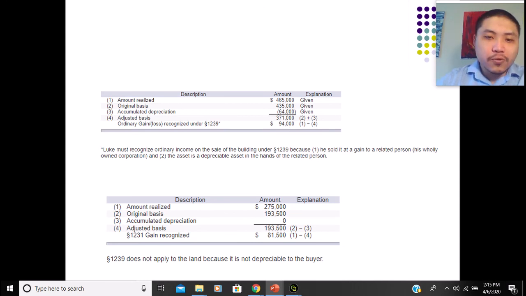All right, so what happened to the land? The land is a different case. We can calculate the adjusted basis for the land, which is $193,500, because there's no depreciation, so the adjusted basis is the same as the initial basis. The amount realized is $275,000, so the gain is $81,500. Since land is a pure section 1231 asset, the whole amount of $81,500 is going to be treated as section 1231 gain, which is taxed at a preferential rate.